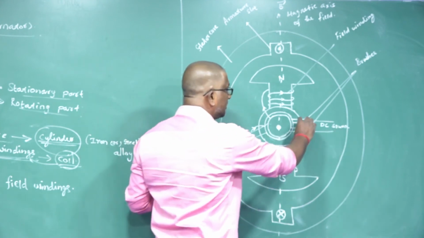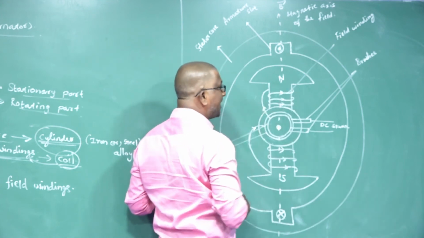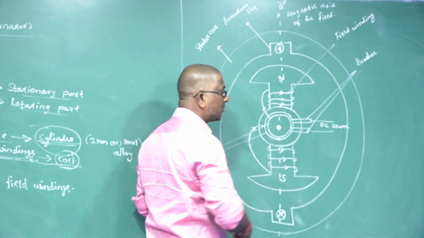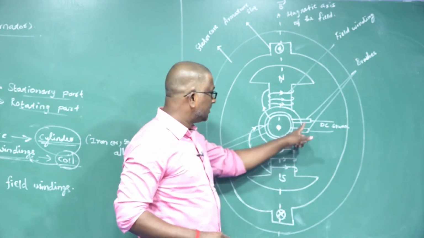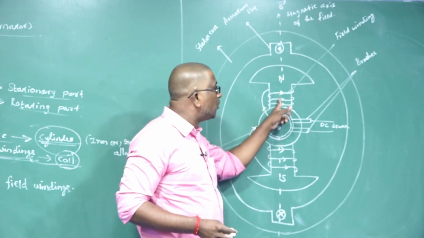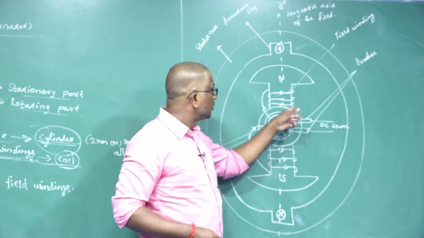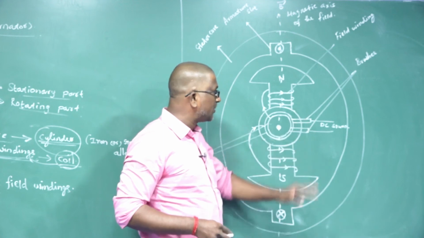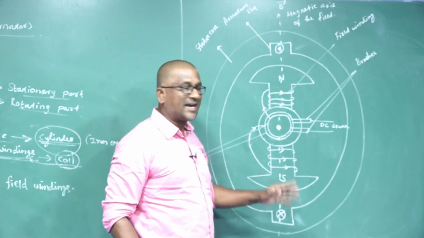And the electrical connection between the magnetic field windings and the DC source is given by brushes, which are made up of carbon. That is why they are called carbon brushes. These carbon brushes are used to connect the magnetic field windings and the DC source. By supplying DC to the magnetic field windings through these carbon brushes, the salient pole gets magnetized, right?